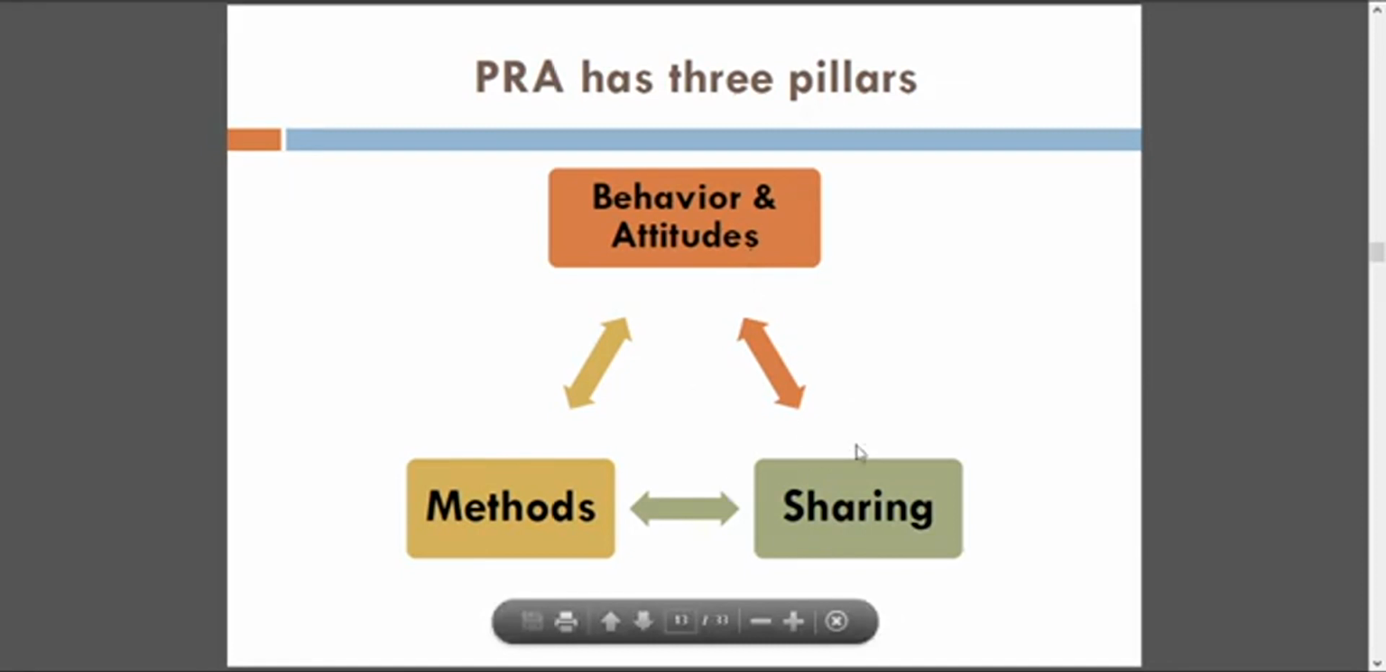Then we have sharing. Sharing is two-way. You share with the community what you have to propose as a team, and then the community also shares with you the information that they have. So in the end, you're able to design a participatory project that will benefit the community. And then methods: we have quite a number of methods that we can use, but you choose methods depending on the community you are working with.